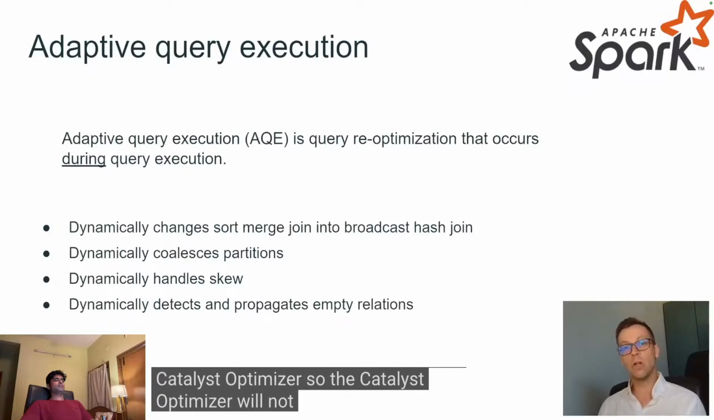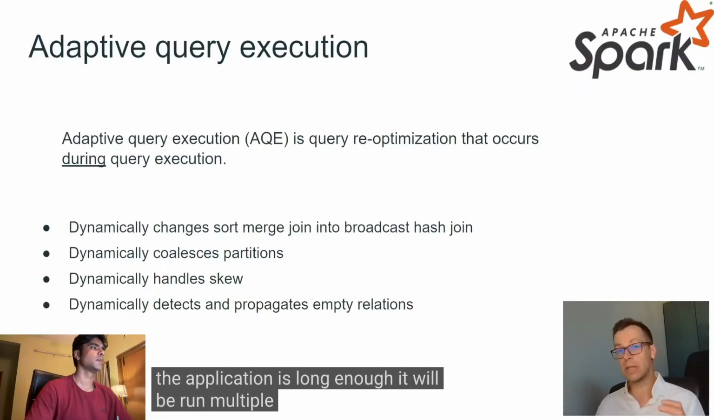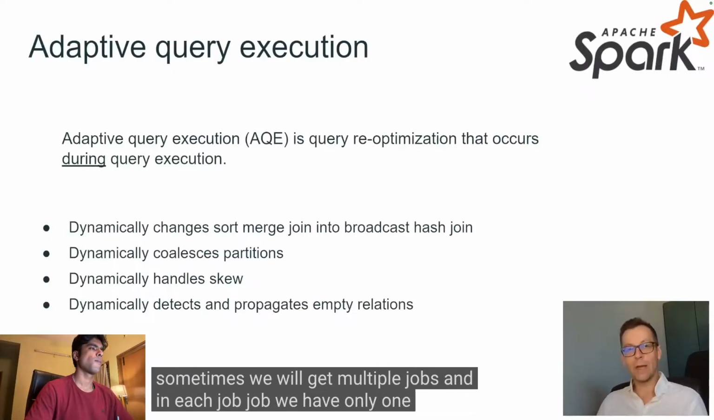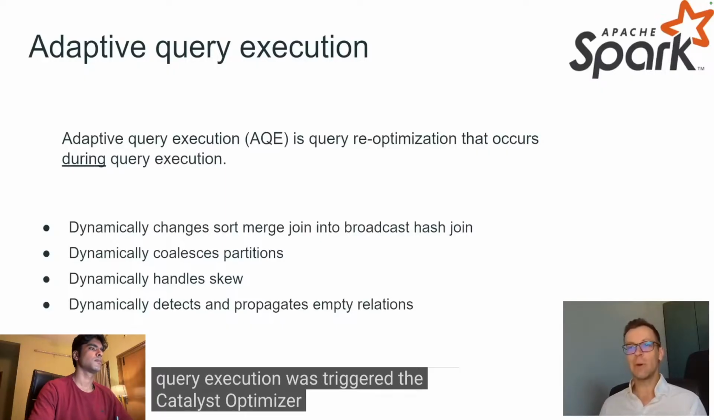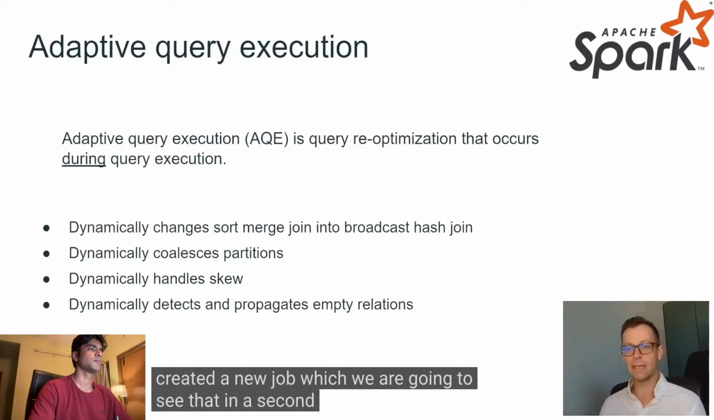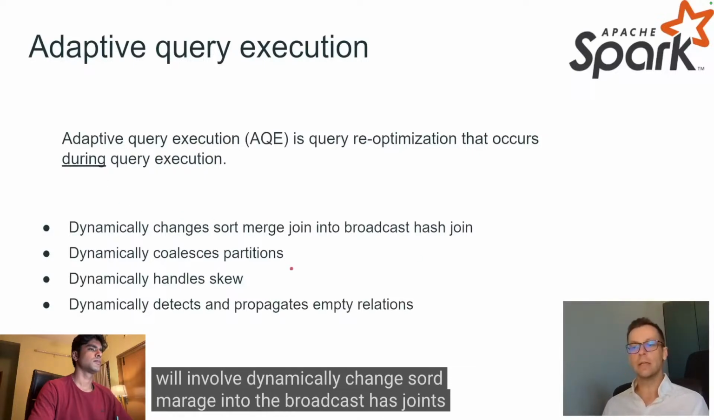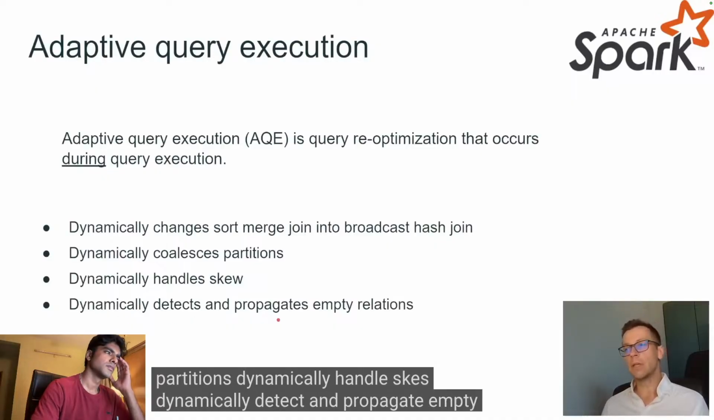So the Catalyst Optimizer will not be run only once at the beginning of your application, but if the application is long enough, it will be run multiple times. That's why sometimes we will get multiple jobs, and in each job we have only one stage, because after that one stage, adaptive query execution was triggered, the Catalyst Optimizer recalculated everything once again, and that created a new job, which we are going to see in a second anyway. And this will involve dynamically changing sort merge into broadcast hash joins, dynamically decreasing the number of partitions, dynamically handling skews, and dynamically detecting and propagating empty relationships.